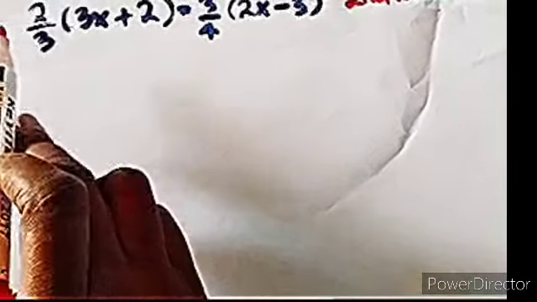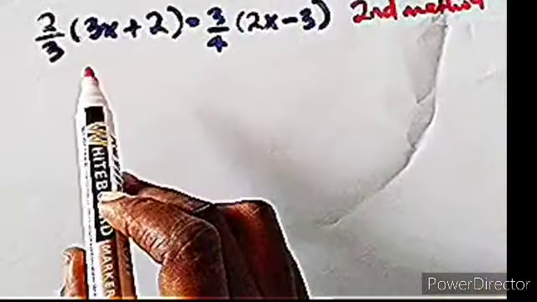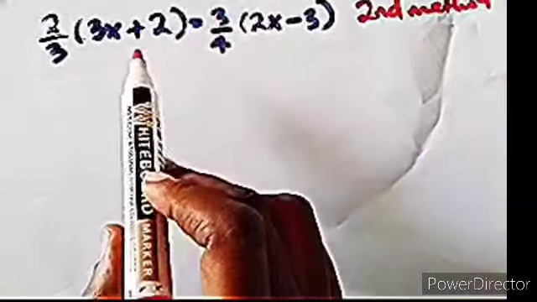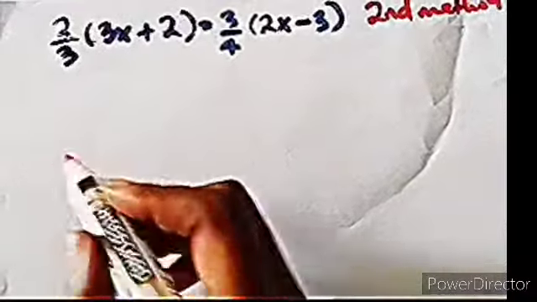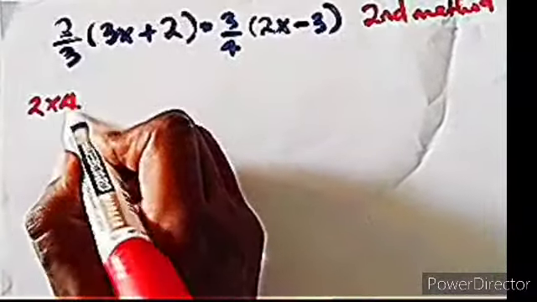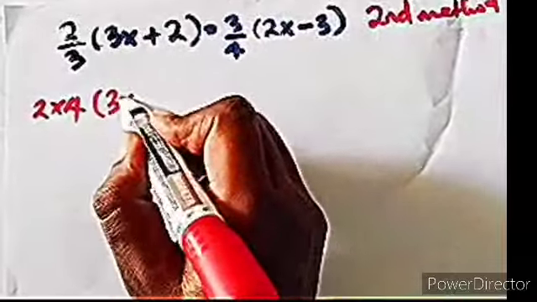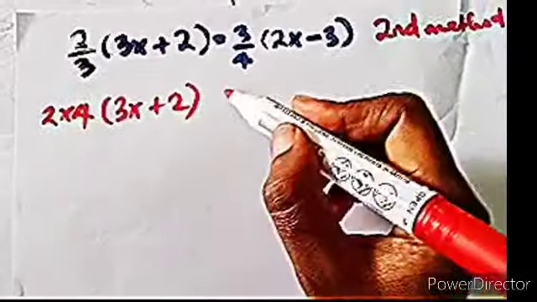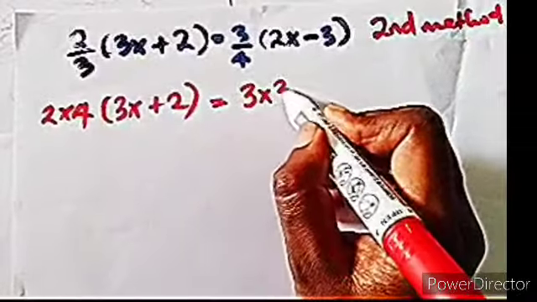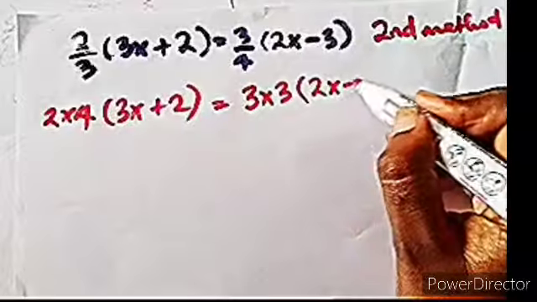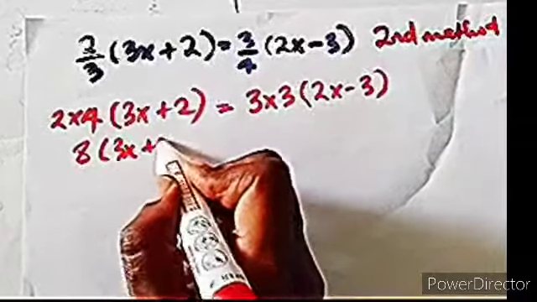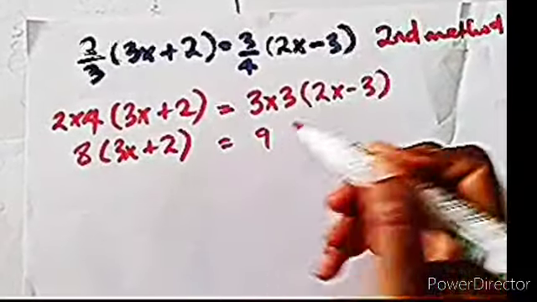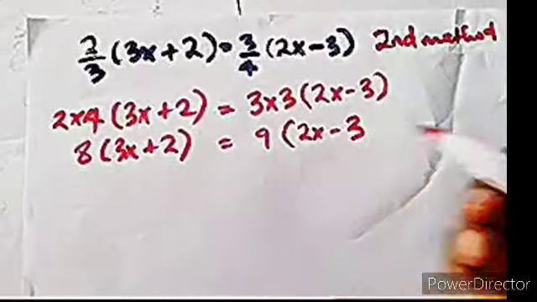The second method of solving this problem is to take these two fractions and cross multiply. These 3 will jump up to the right hand side, while 4 will jump up to the left hand side of the equation. So we have 2 times 4 into bracket 3x plus 2, equal to 3 times 3 into bracket 2x minus 3. Then we have 8 into bracket 3x plus 2 equal to 9 into bracket 2x minus 3.